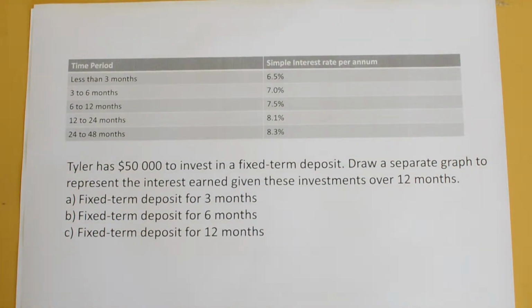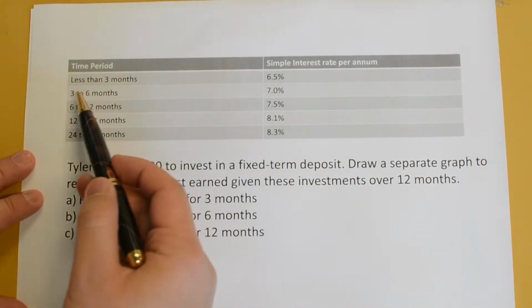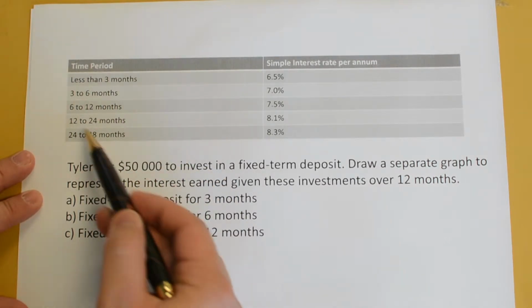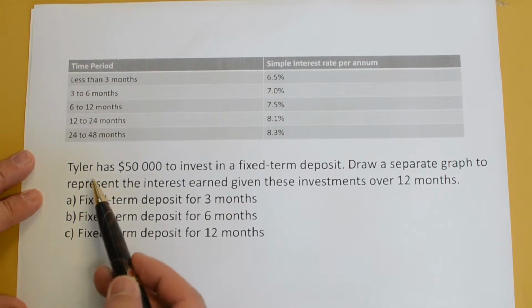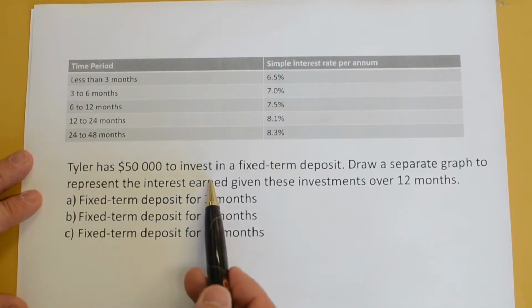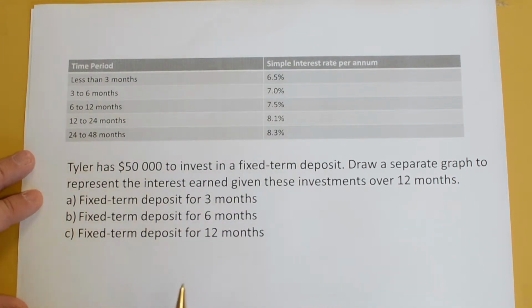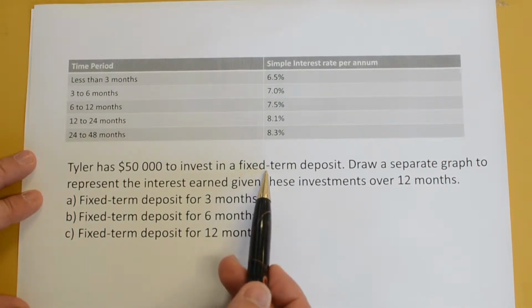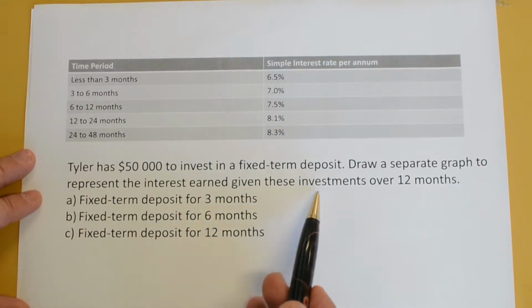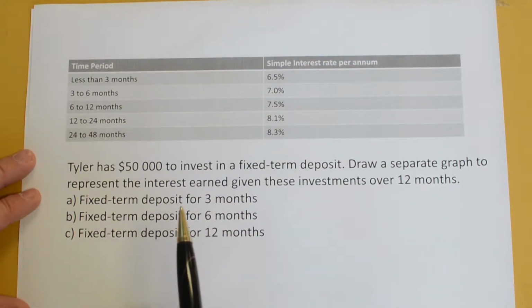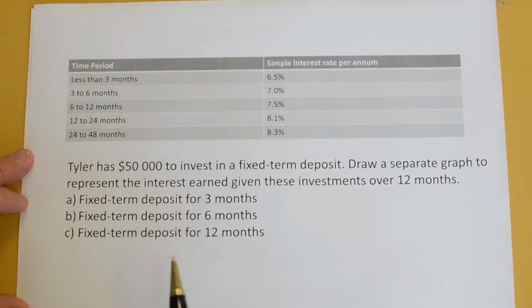Here's an example. If we use this table here, which tells us depending on how long we have an investment, we get a different amount of interest. Tyler here has $50,000 to invest in a fixed term deposit, which means once you put money in there, you can't touch it for as long as you say. So that's your fixed term. Draw a separate graph to represent the interest earned given these investments over 12 months. So that's 1 year.